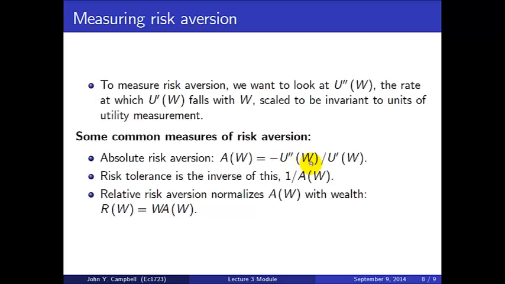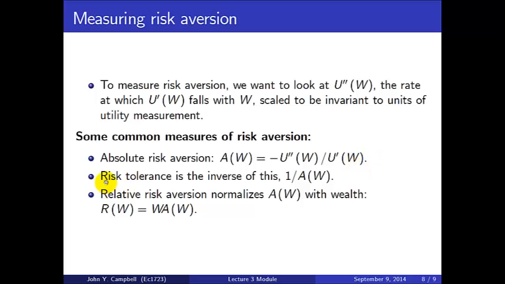We take the second derivative, we flip the sign. We put a minus sign here. We flip the sign because, of course, the second derivative is negative and we're measuring risk aversion. So we change it to a positive number. And then we divide by the first derivative. And the division by the first derivative makes this thing invariant to units of measurement.